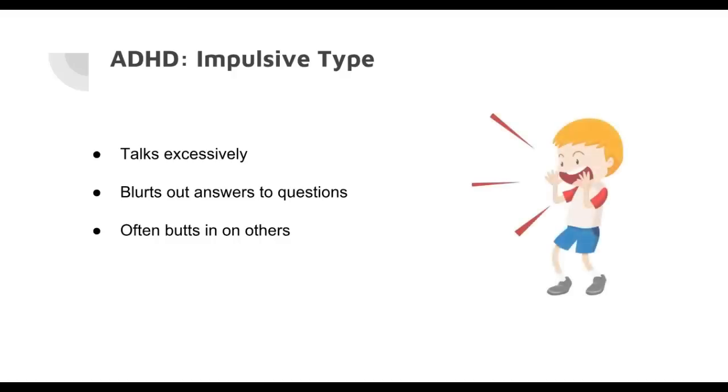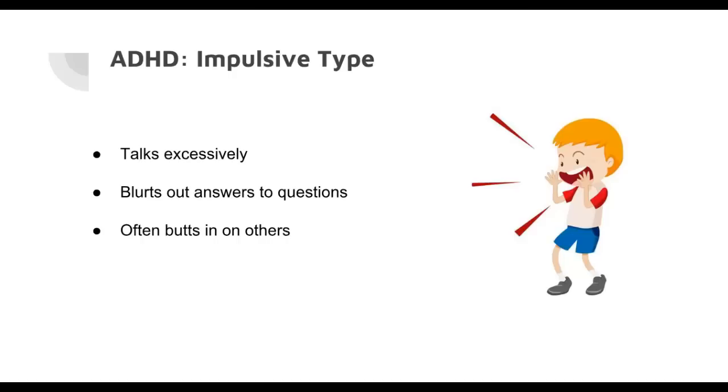Next, let's contrast that with the impulsive type ADHD. For impulsive type, we have individuals that like to talk excessively and really butt in and try to take over the conversation. So they're the ones where you're asking a question and without even thinking, they're just blurting out the answer to the question. Or you're having a conversation with people and they're butting in and trying to say something. It may or may not even be anything related to the conversation that you're having at hand.